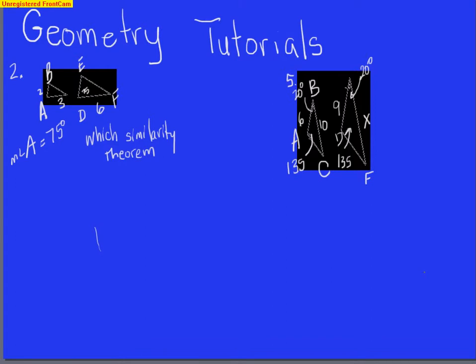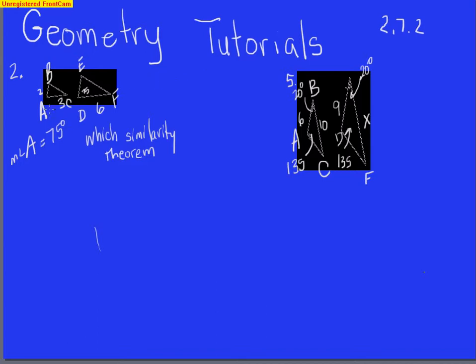Welcome to a geometry tutorial on section 2.7.2, and we're going to look at problem number 2 and problem number 5. First of all, in problem number 2 it says, which similarity theorem would you use to show that these two triangles are congruent? And that's a C.